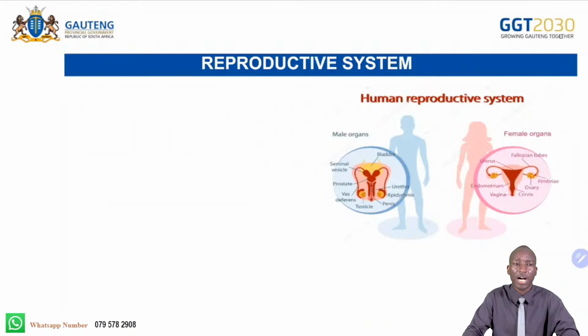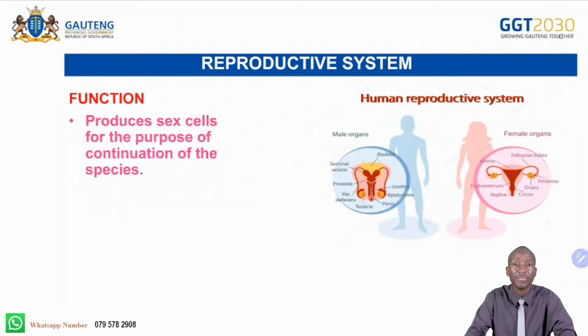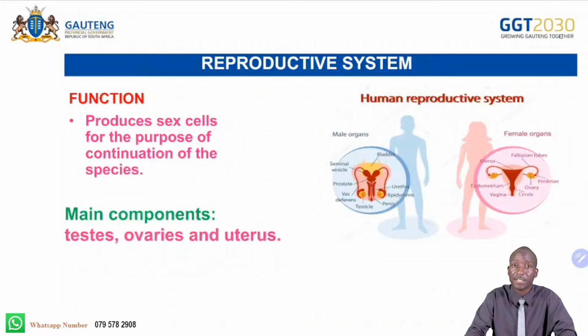Now we come to the reproductive system. What's the function of this system? It produces sex cells for the purpose of continuation of the species. That's the main function. Then the main components include testes, ovaries, and uterus. Those are the main components when you look at the reproductive system.